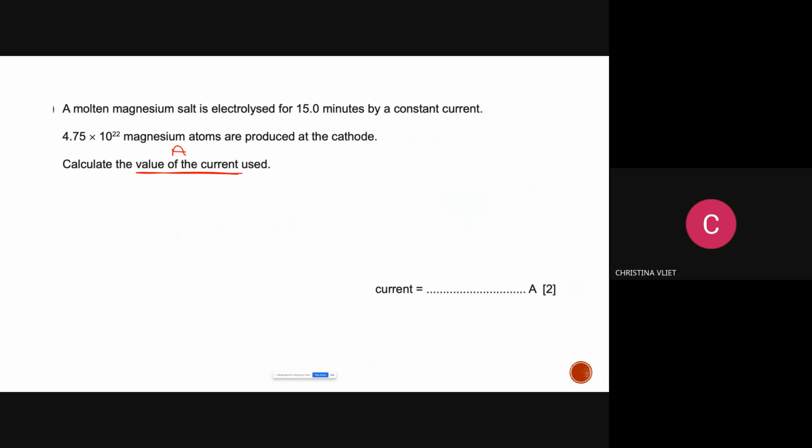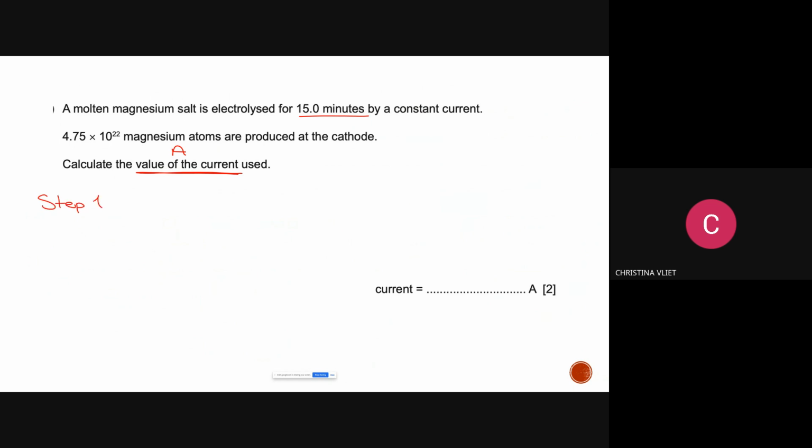Current is A, right? You're looking for something else in the formula. You're not looking for coulombs this time. You're looking for the amps, which means you need to have the time and you need to have the coulombs, right? But we don't have the coulombs. Do you see that we don't have the coulombs provided to us? So we can't use this formula until we have them. So what should our first step be this time then?